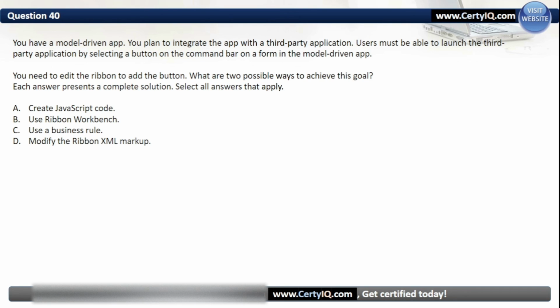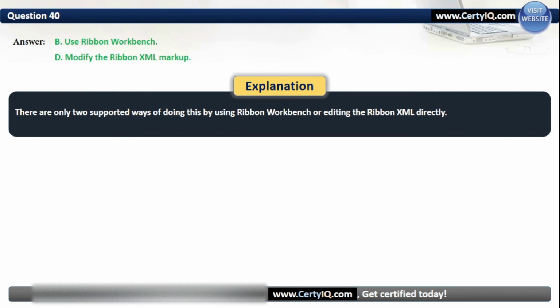Our options are A. Create JavaScript code, B. Use a ribbon workbench, C. Use a business rule, or D. Modify the ribbon XML markup. The correct options are B and D, that is, use ribbon workbench and modify the ribbon XML markup. There are only two supported ways of doing this, by using ribbon workbench or editing the ribbon XML directly.